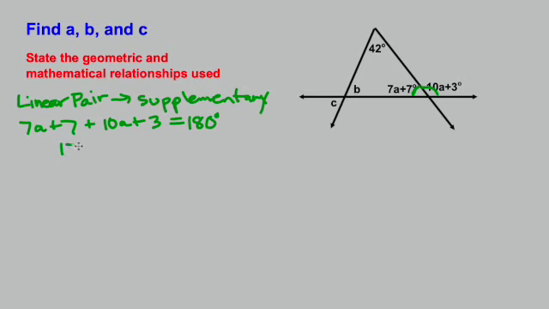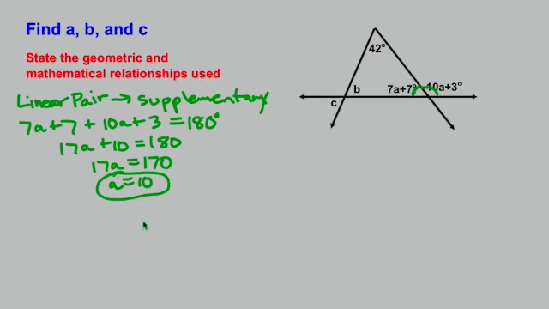So 7A and 10A would be 17A's altogether. 7 plus 3 is 10. I'm going to go ahead now and subtract 10 from both sides. So if I subtract 10 here, I get 17A only. And if I subtract 10 over here, I get 170. And then finally, I'm going to divide by 17 on both sides. So therefore, A is 10. So that is going to be the first of our three answers.